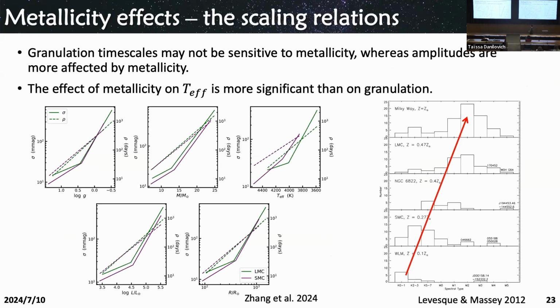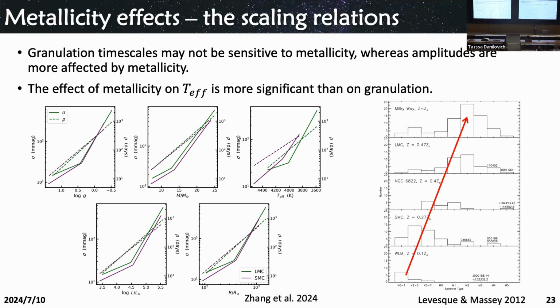As for the scaling relations, we found that the scaling relations of the time scale tau seem close, but for the sigma, they are a little different. This may be because the granulation time scale may not be sensitive to the metallicity, but the amplitude is more affected. As for the effective temperature, they are different because at a given temperature, the amplitude and time scale in the SMC seem to be larger than in the LMC.